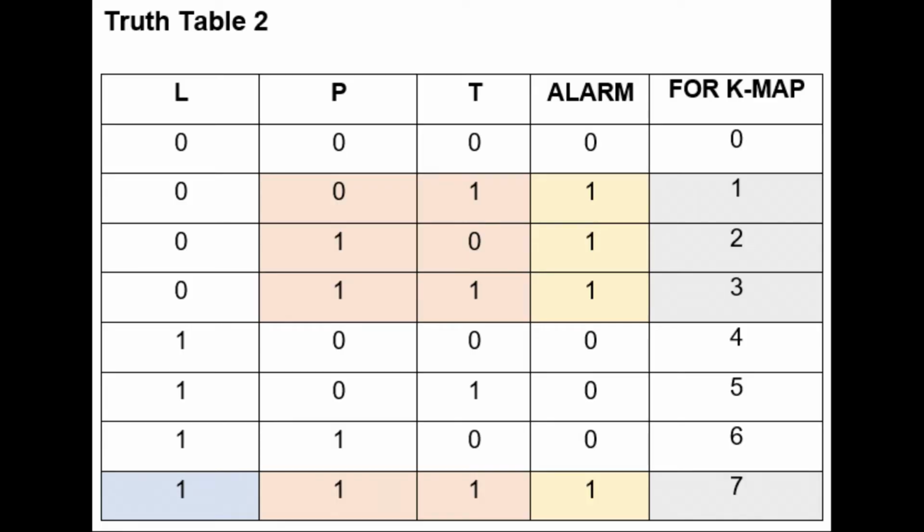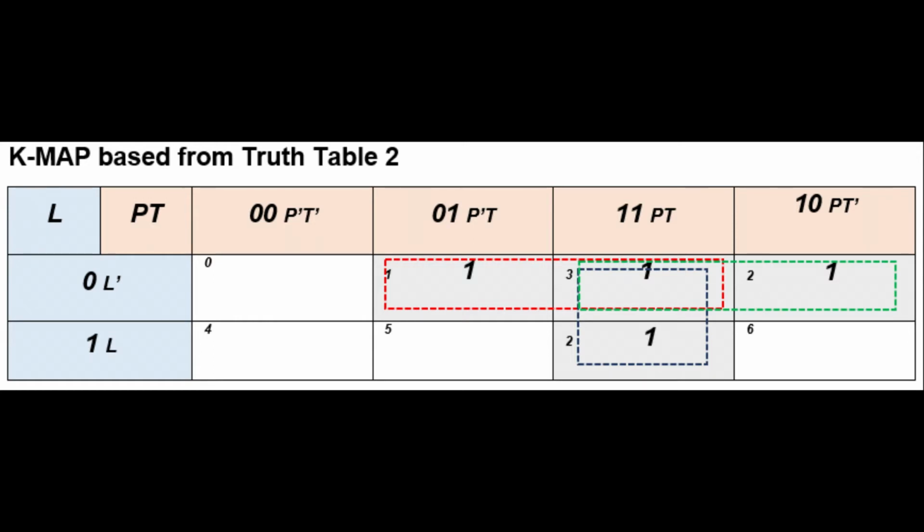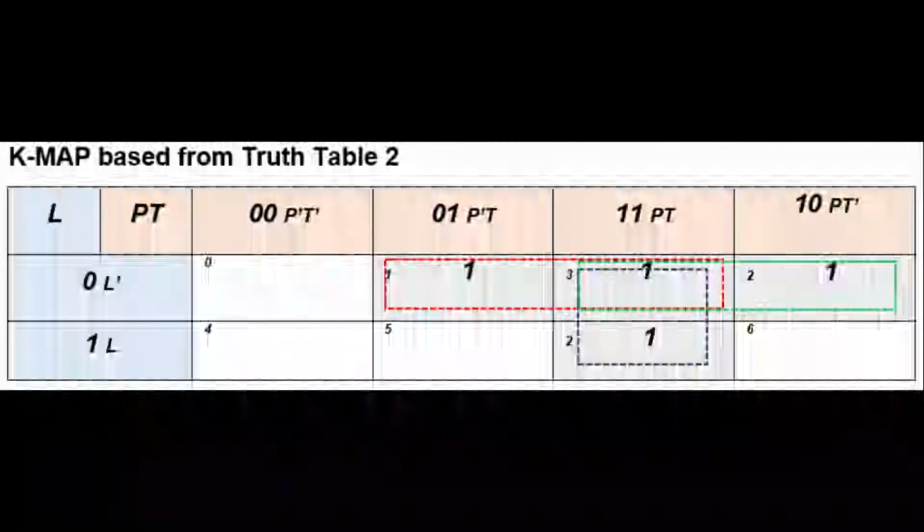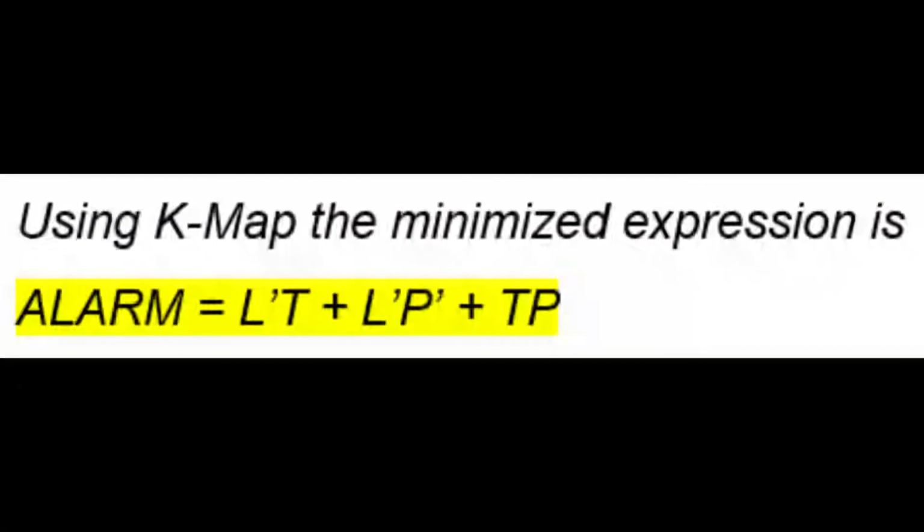For truth table 2, we only use 3 variables: fluid level or L, pressure or P, and temperature or T. We also numbered each condition to plot it easily in the K-map. In our K-map, based on truth table 2, we were able to group 3 pairs where the result of the conditions is logic 1. Using the K-map, the minimized expression is alarm = L'T + L'P' + TP.